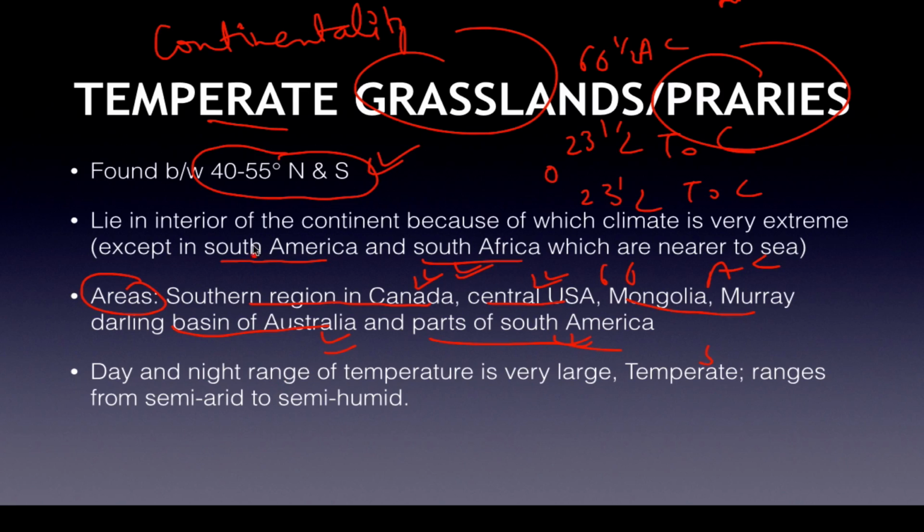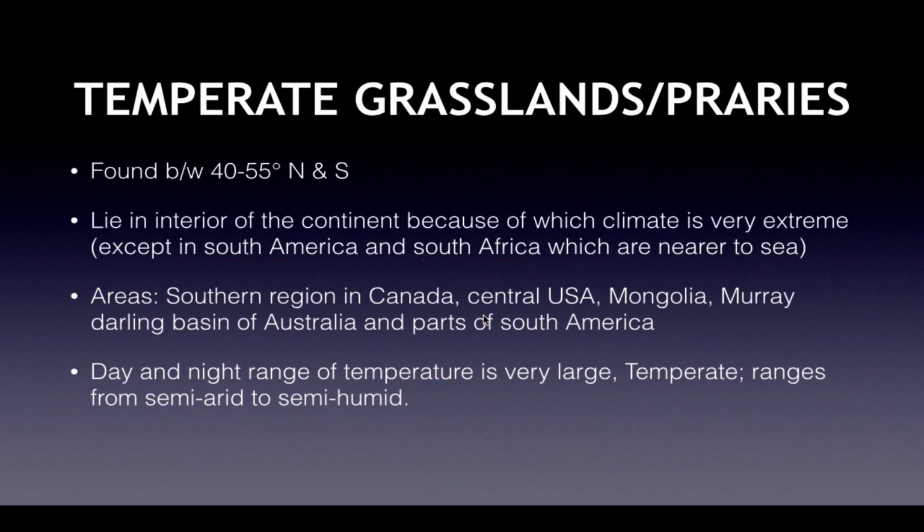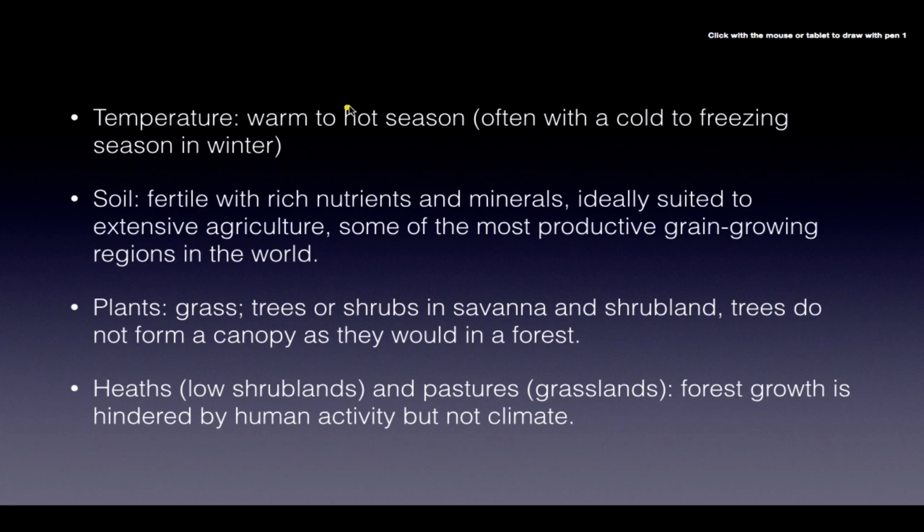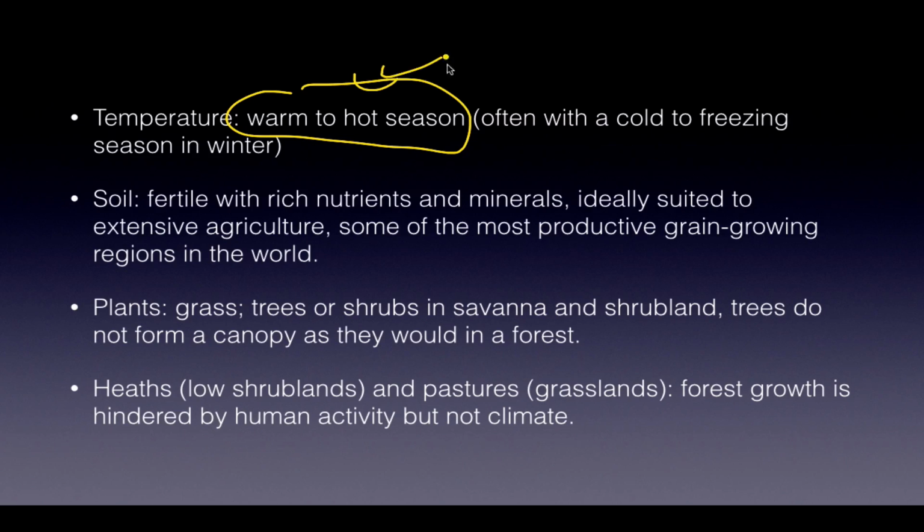The day and night range of temperature is huge, and the climate varies from semi-arid to semi-humid. That is called temperate. Then there is a warm to hot season in summer, which is followed by a cold to freezing season in winter. Now coming to soil.